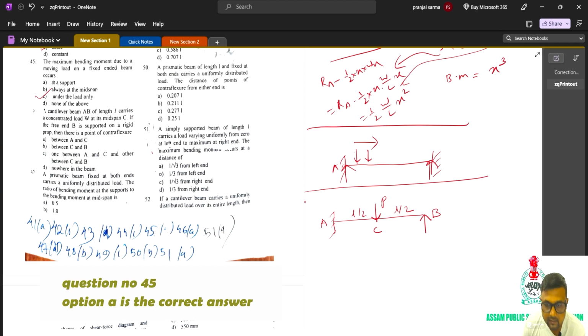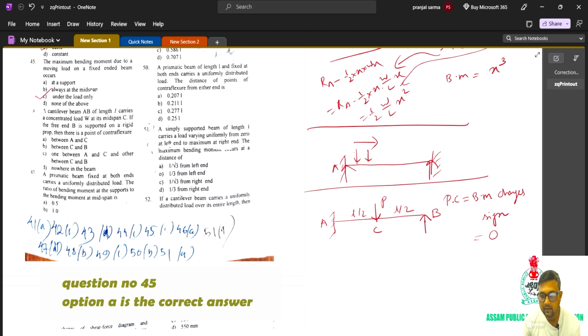So to know where the point of contraflexure will occur, see from the concept. What is a point of contraflexure? Bending moment changes sign, right? That means at that point bending moment has to be 0, isn't it? Changes sign means what? It becomes positive to negative, or negative to positive. So at that point the bending moment has to be what? 0. So tell me from this diagram, can the bending moment become 0 at this location, right?